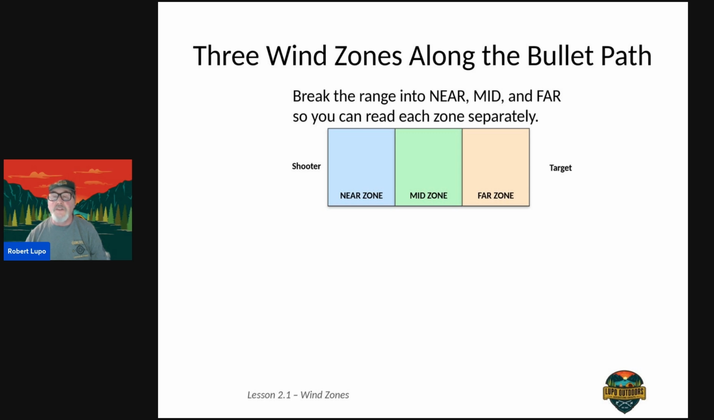The first color section is the near zone, where you can feel the wind and read it with a meter. The middle section is the mid zone, often harder to read and where the mirage and terrain clues become important. The last section is the far zone, where the bullet is slowest and even small changes in wind can shift your impact. We're going to train your eyes to scan these zones instead of staring only at the target.